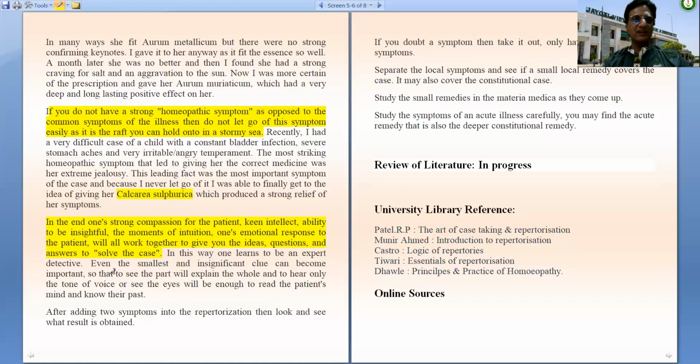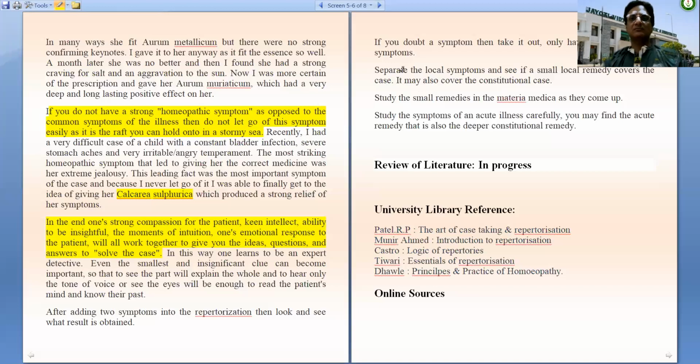Even the smallest and insignificant clue can become important sometimes. So we must be attentive. After adding two symptoms into repertorization, look and see what result is obtained. If you doubt a symptom, then take it out. Only have in the important symptom. Separate the local symptoms and see if a small local remedy covers the case. It may also cover the constitutional case. So various analytical tools at the end we can use.